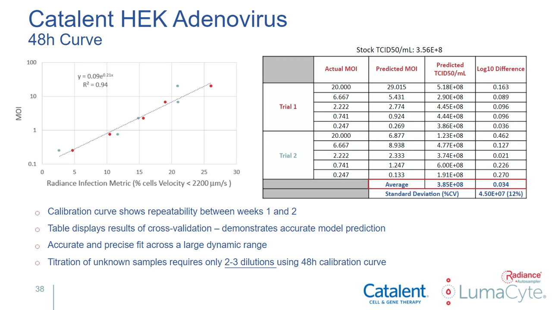And in this case, the percent CV that we observed was 12%, where comparing the average of the predicted TCID50, where we got 3.85 E8, this is very comparable to the stock TCID50 at 3.56 E8. And the log-10 difference that we measured here is 0.034. And this type of calibration curve could then be used to titrate unknown samples, maybe using 2 or 3 dilutions and using this 48-hour curve.